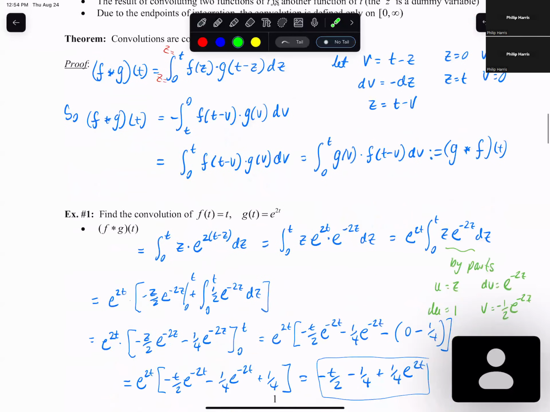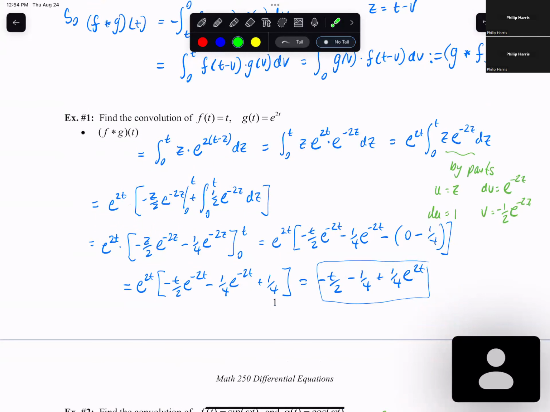All right, so this one here, you have already practiced an example similar to this, but again, here is some work to show the convolution of t and e to the 2t. What would this look like? So I am setting up the convolution of f convoluted with g. So f is just t, so that is just this. This is e to the 2 t minus z dz integral from 0 to t.